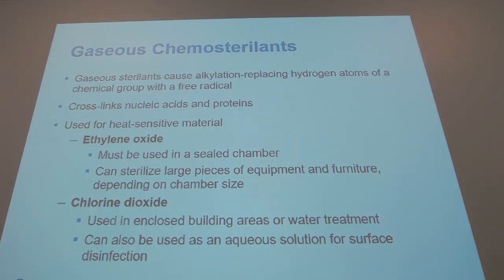So we have different gases. We have ethylene oxide, we have chlorine dioxide. Ethylene oxide is used in sealed chambers and can be used to sterilize equipment that is large, furniture, like, yeah, I think so, right? A mattress is considered furniture.